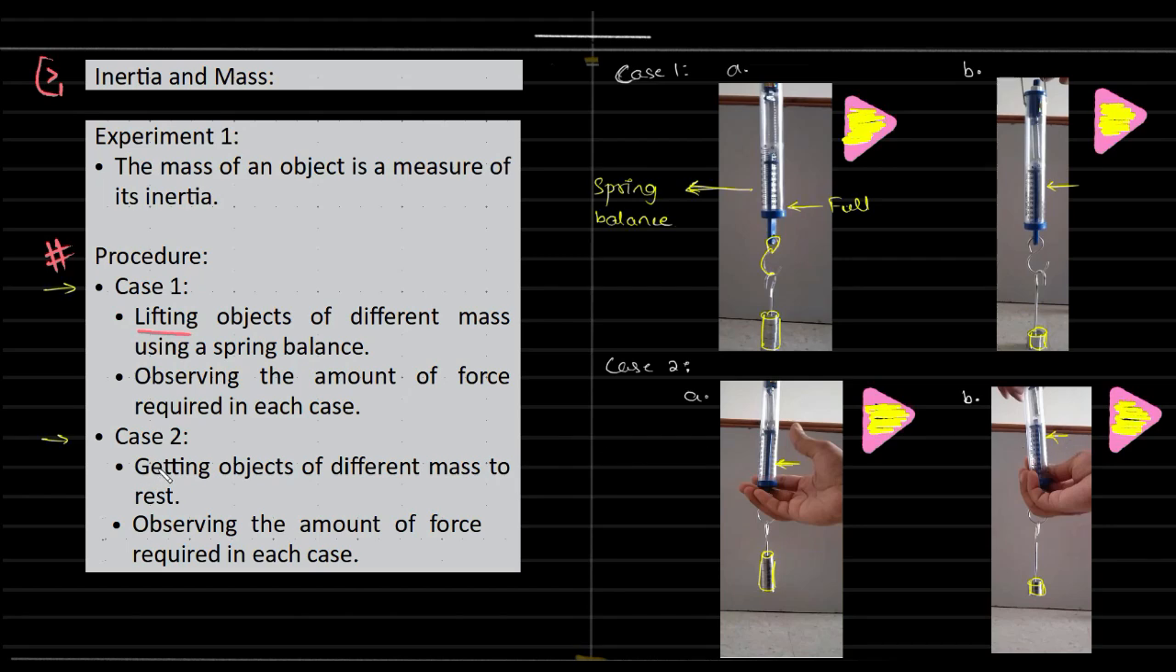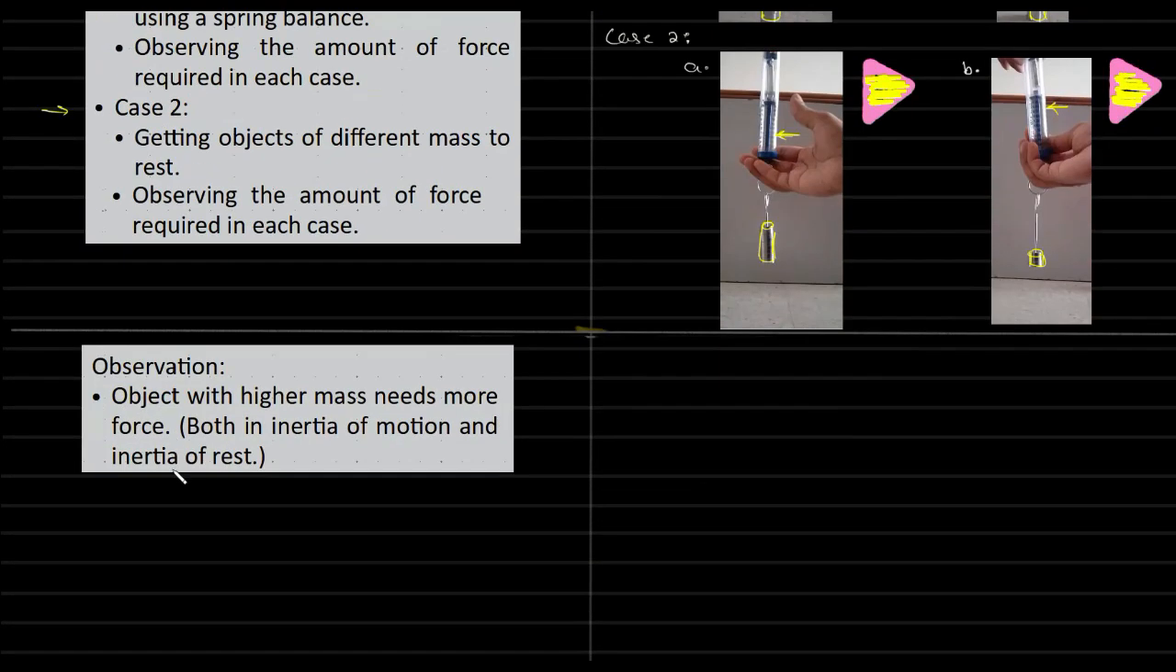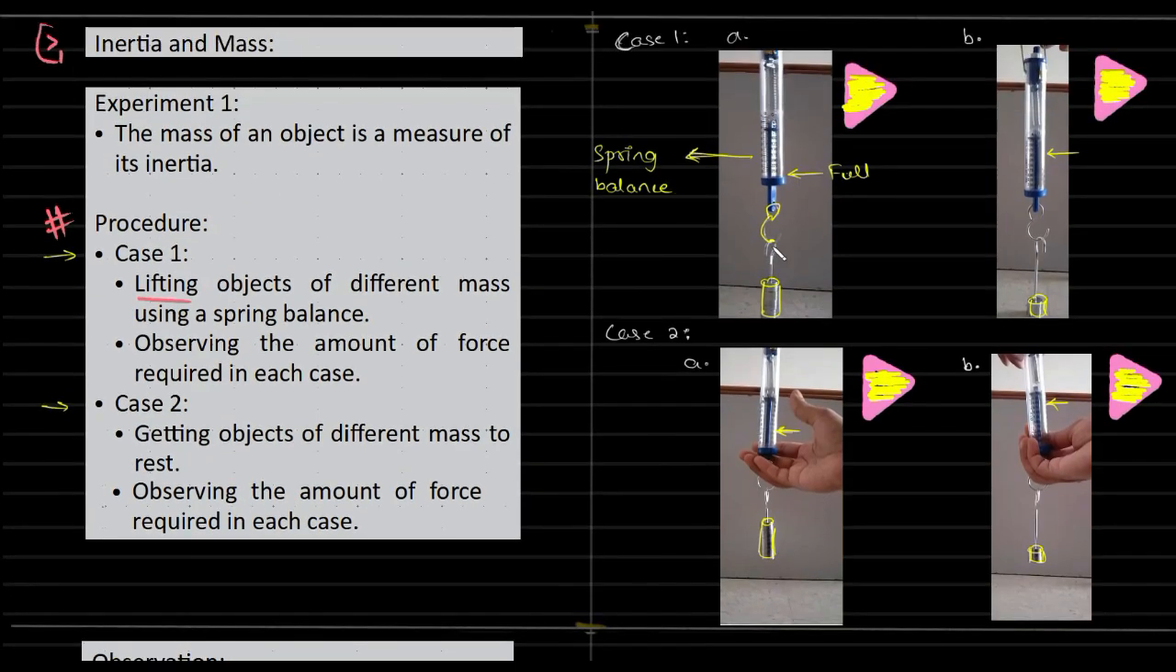So what did we observe? Our observation is this. An object with heavier mass needs more force to make it start moving, if not to get it to stop, right? Here we were trying to get it to move. It was just sitting idle. It was at rest. And in case 2, we let go of the mass, meaning it started moving. The spring balance had to stop it. So in the first case, we are looking at rest, right? In this case, we are looking at motion.